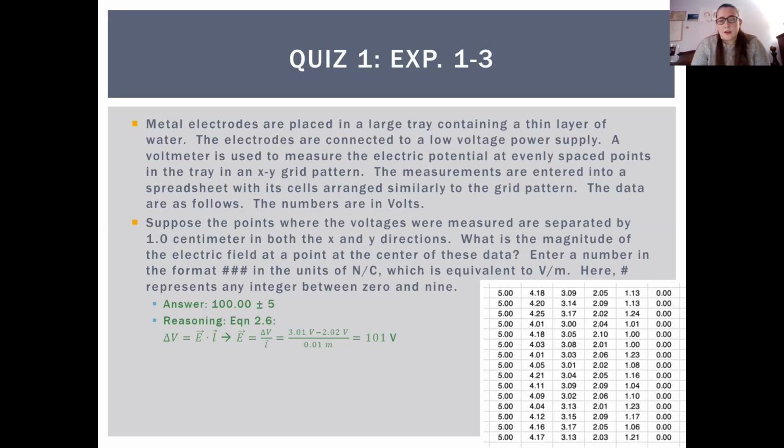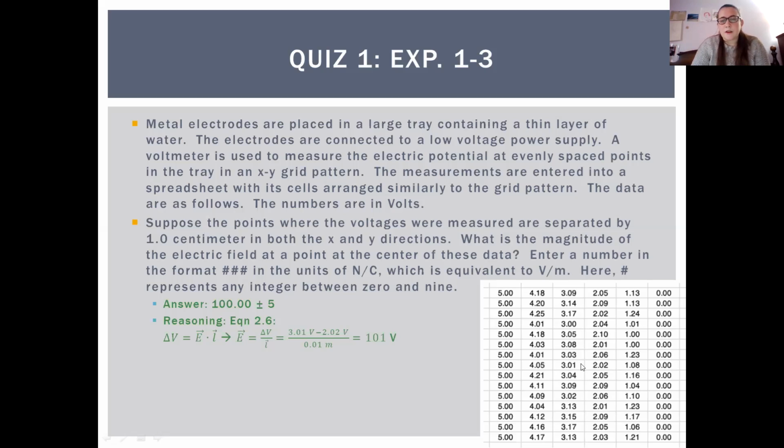So the center of the data, hopefully you guys can see my mouse, is right about in there. If we look at equation 2.6 in our manual, it tells us that the potential difference, the difference in potentials, is equal to the electric field times the distance between them. So I chose to look at this part right here. I took that to be the center. You could have chosen this one and it would have worked the same way.